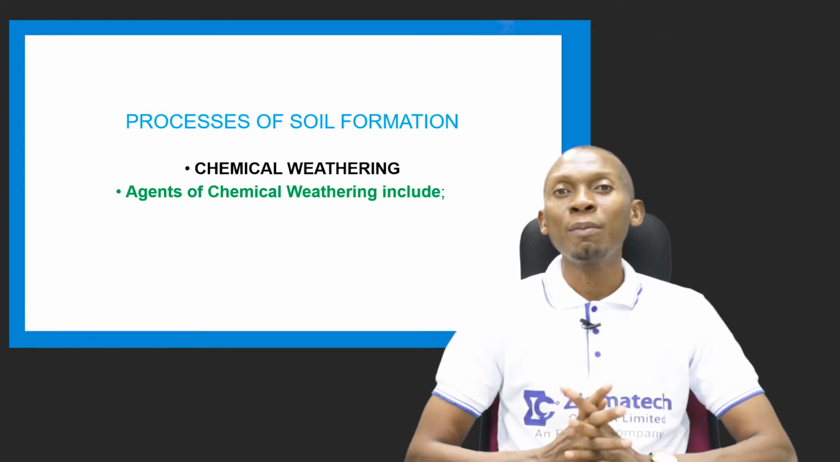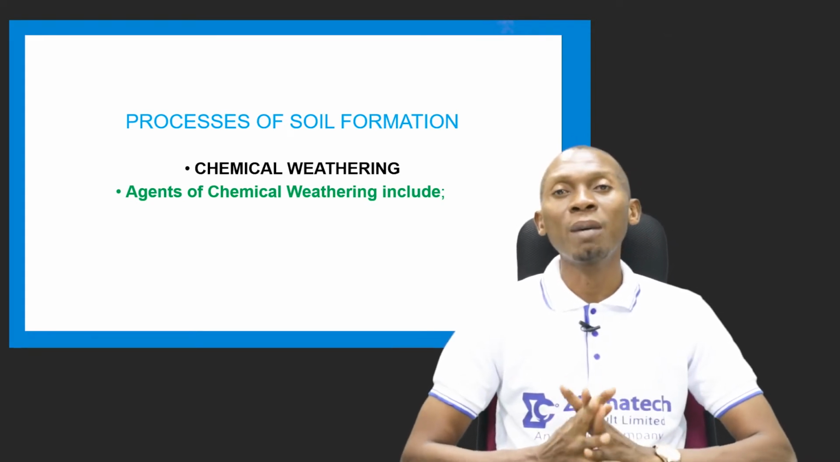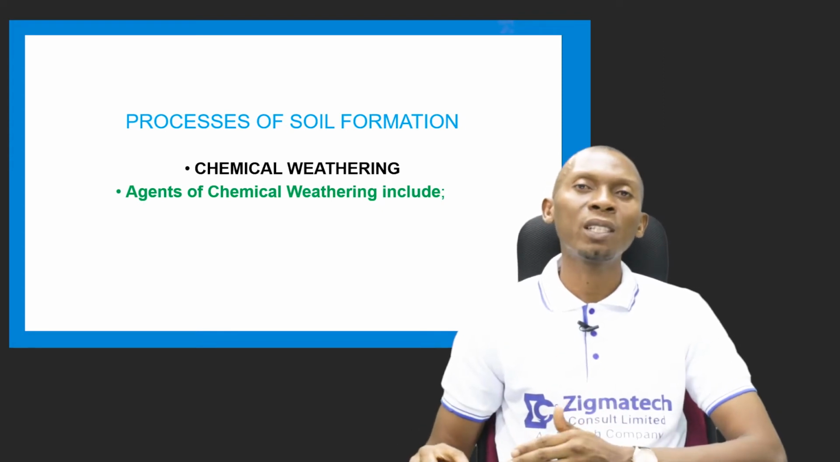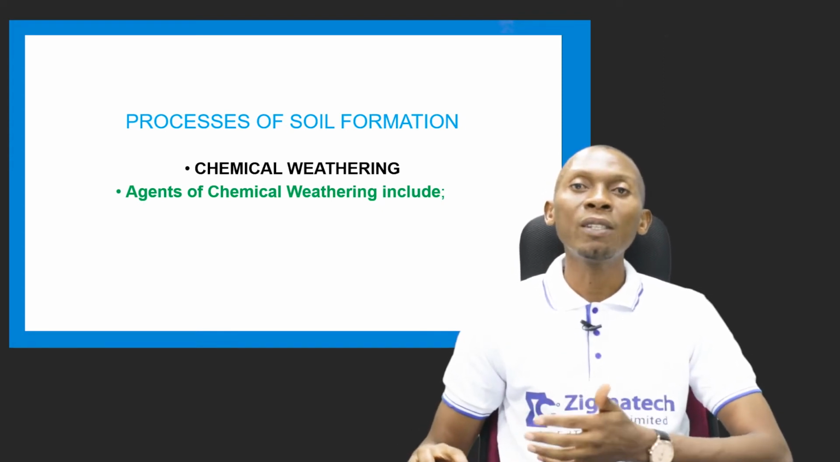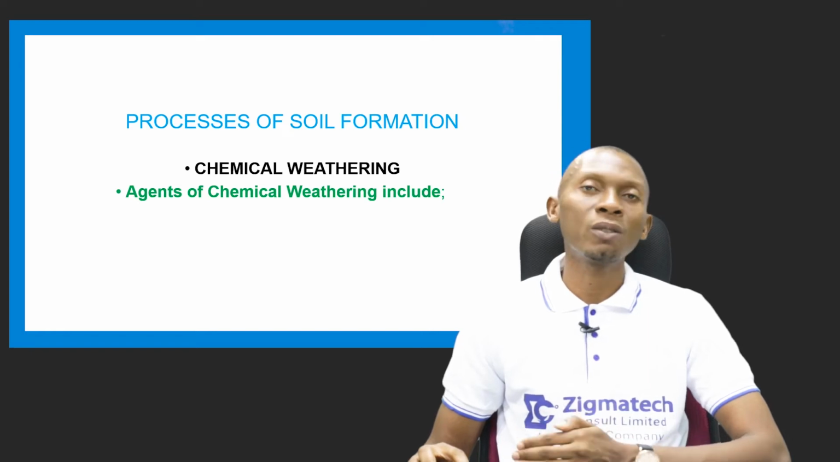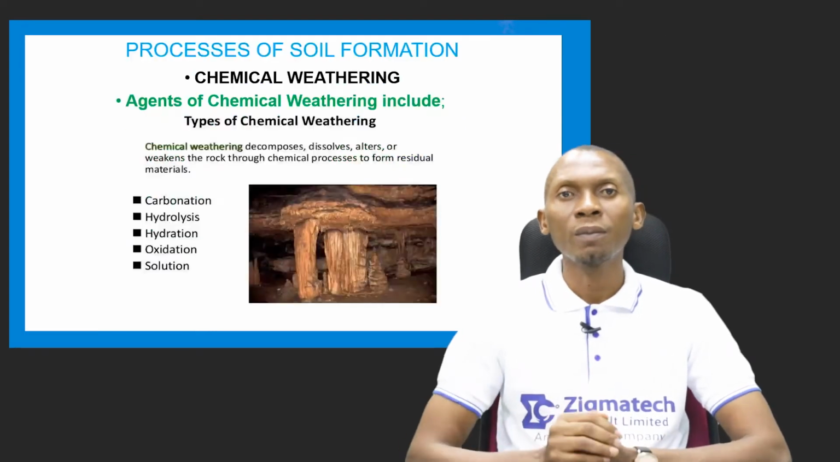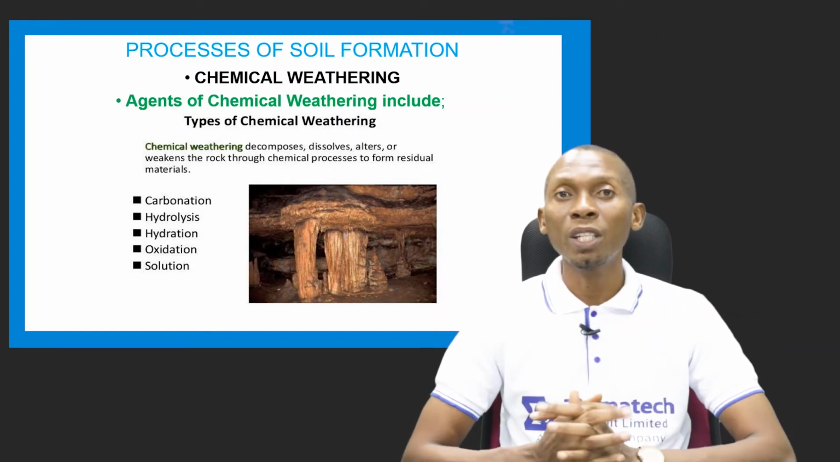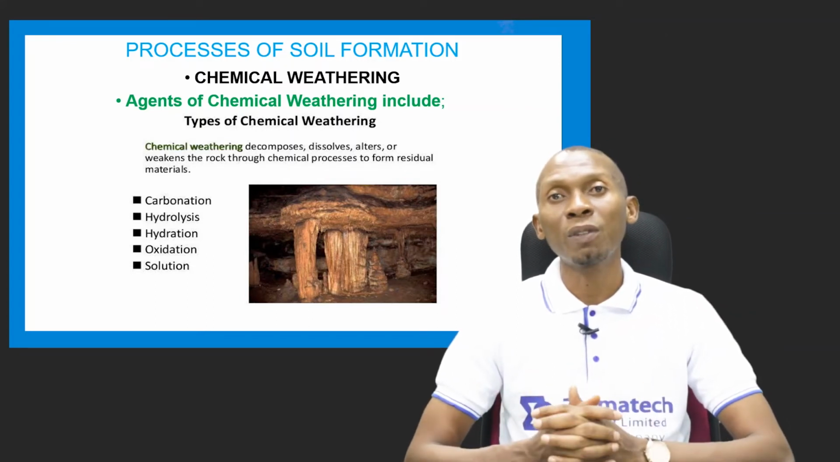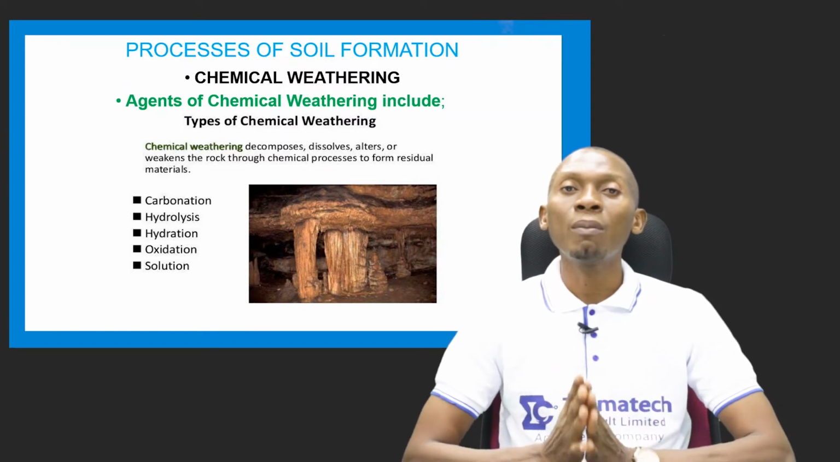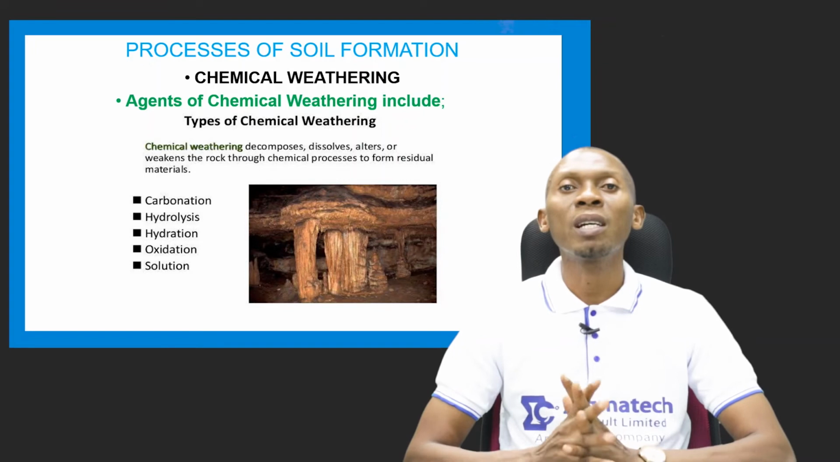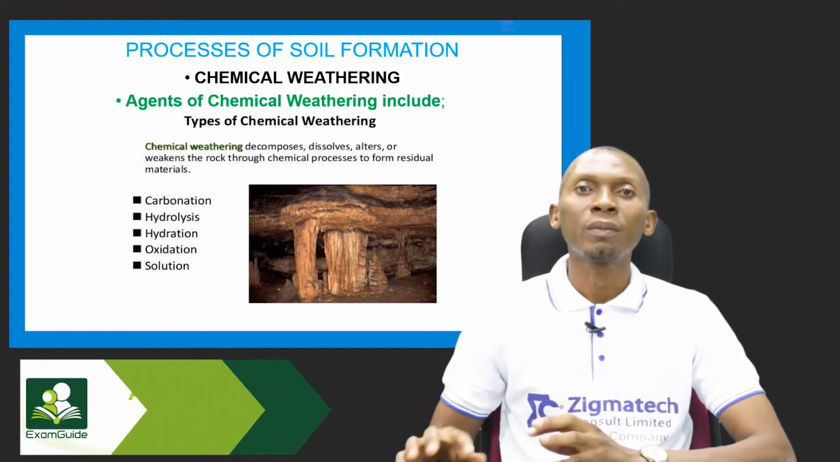Let's take a look at chemical weathering now, the agents of chemical weathering. So we will get to understand how these agents of chemical weathering lead to the breaking down or disintegration of rocks to form soil. Now, these agents of chemical weathering, which can also be called types of chemical weathering, include carbonation, hydrolysis, hydration, oxidation and reduction, and we also have solution.